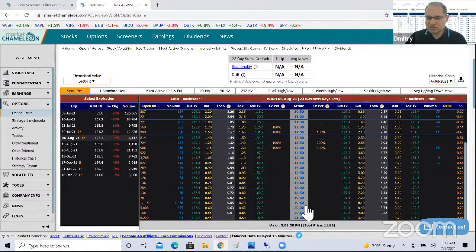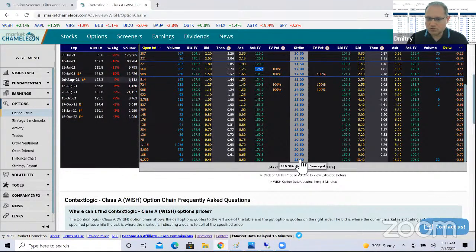Let me take a look here and find first the spot price. So the stock's around $11.89. This is the 12 strike, the closest to at the money. I see here implied volatility of the bid, 123, implied volatility of the ask, 126.4.